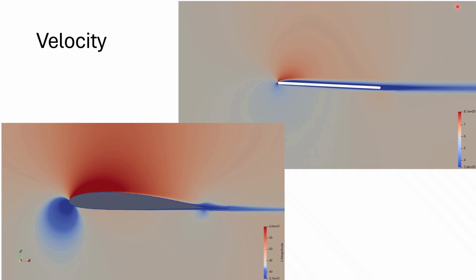Not a surprise, because as the airfoil gets thicker, the air has to squeeze around both sides and the velocity increases above and below, but that's a topic for another video.